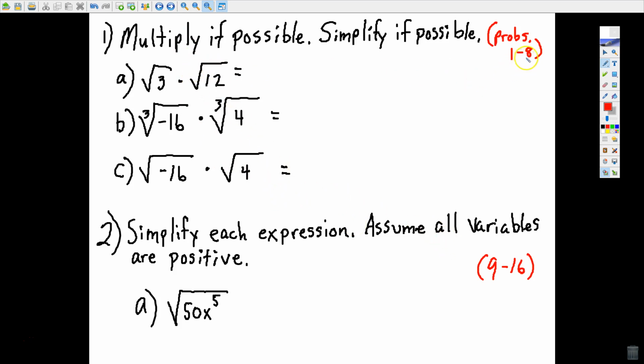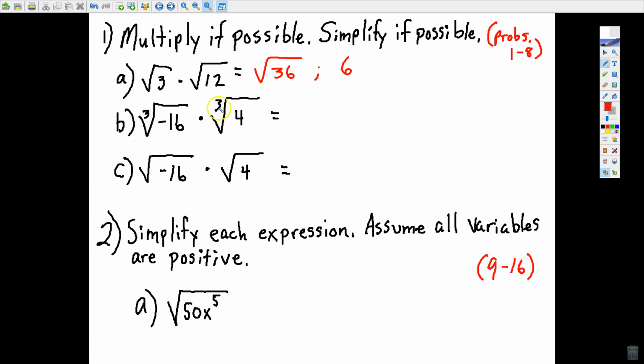Your first 8 problems in the second handout look like this. Multiply if possible, and then simplify if possible. So here we have 2 radicals. They're both real. They're both square roots. So you can multiply them together. That would be the square root of 36, 3 times 12. And then we know that the square root of 36 is 6. So that would be my complete answer for letter A.